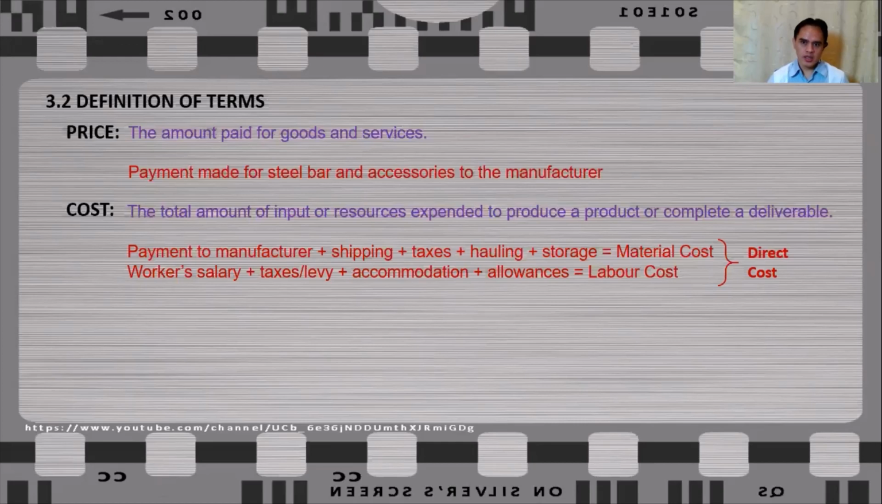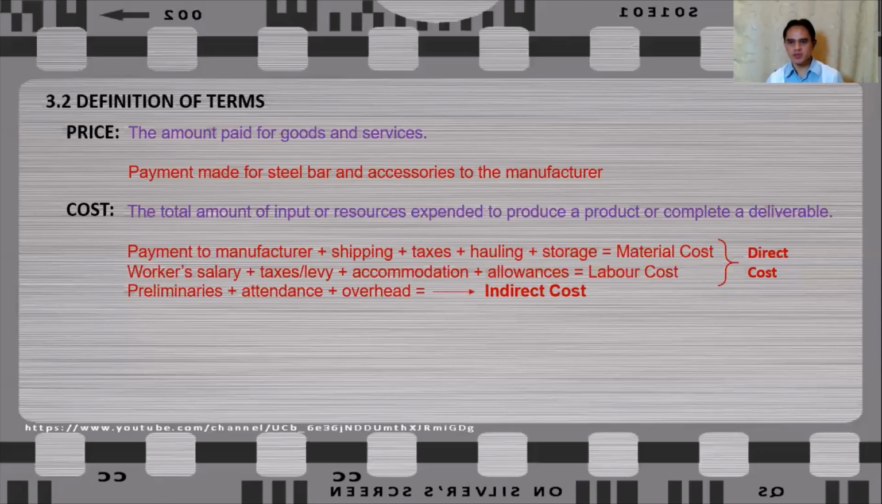Now, if you're the contractor, your cost doesn't end here, because in order for you to complete the works, you also need to spend some amount of money for the indirect cost. These are the costs that cannot be attributed to a single item of work or single deliverable, but are needed in order for you to complete the project. So this indirect cost may include your preliminaries, attendance, overhead, and any other cost that you cannot attribute to a single deliverable.